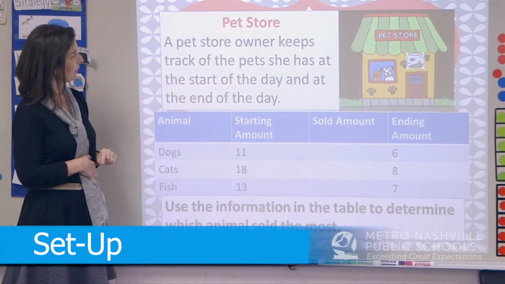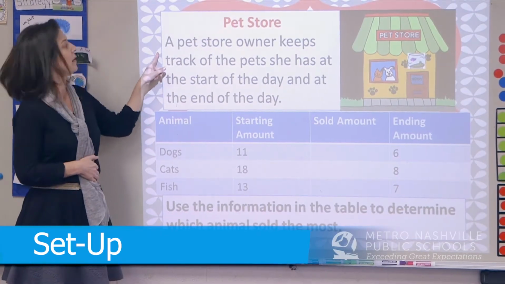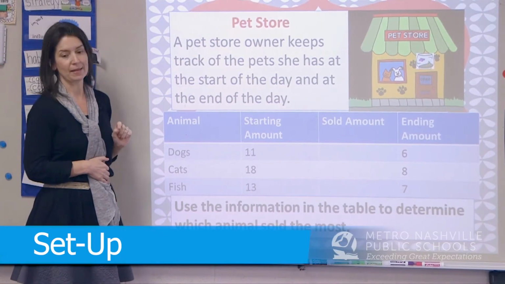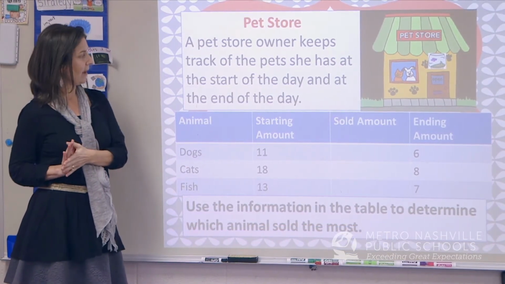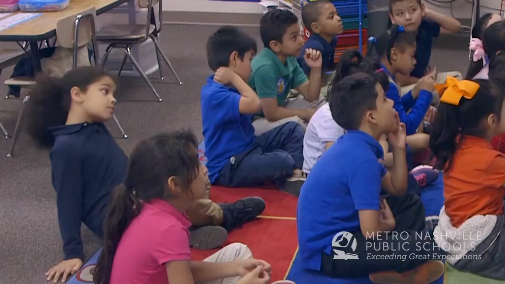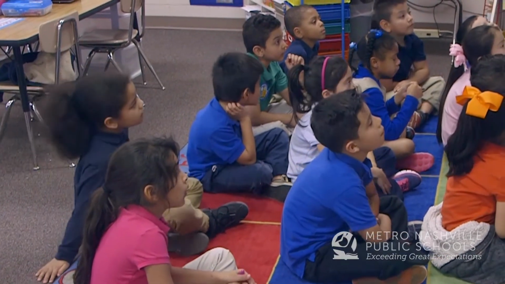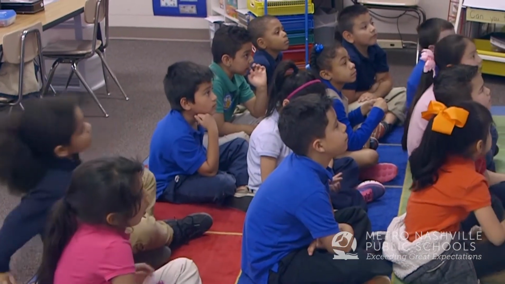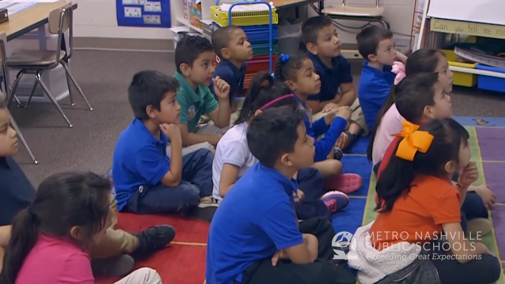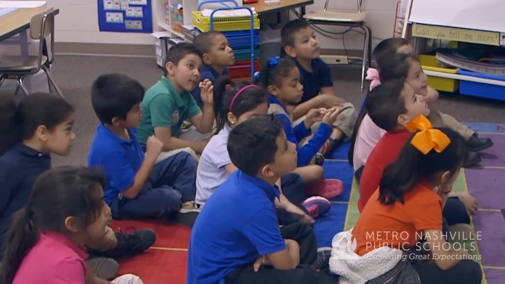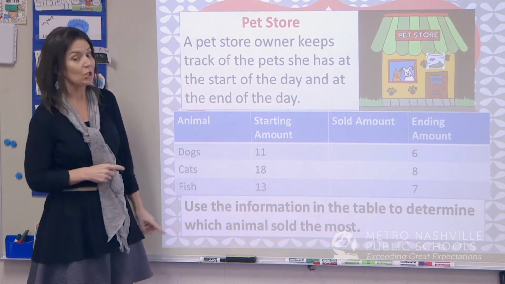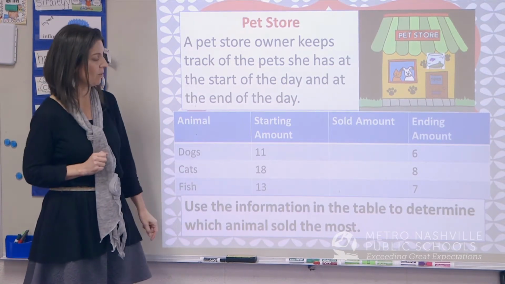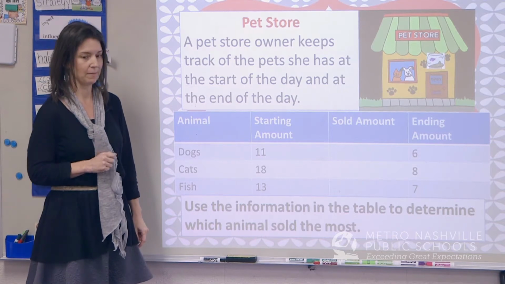Pet store. A pet store owner keeps track of the pets she has at the start of the day and at the end of the day. Here's a table. There are animals: dogs, cats, fish. Use the information in the table to determine which animal sold the most.